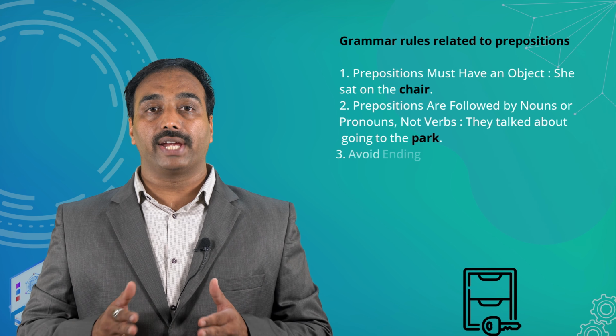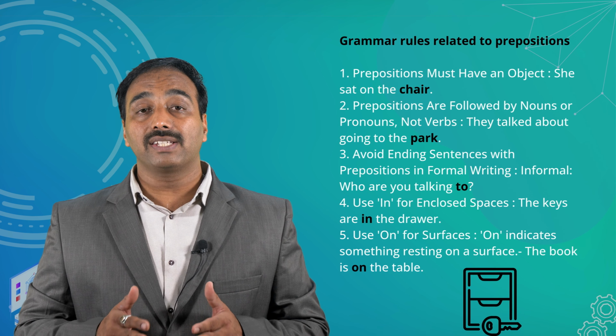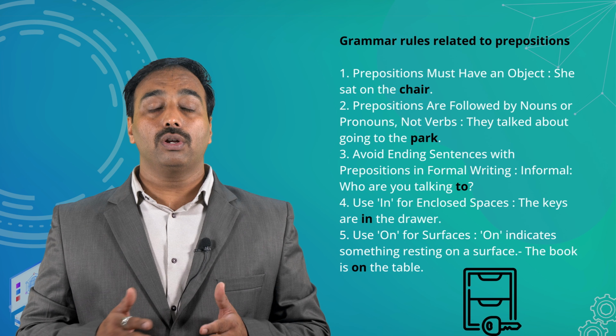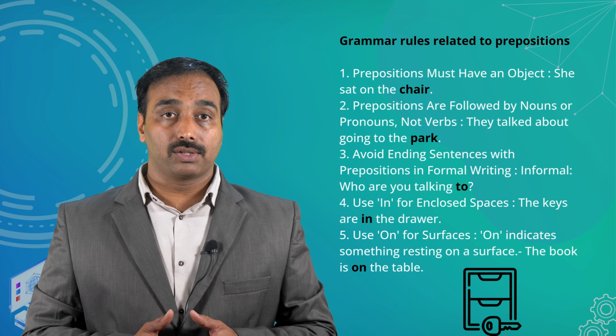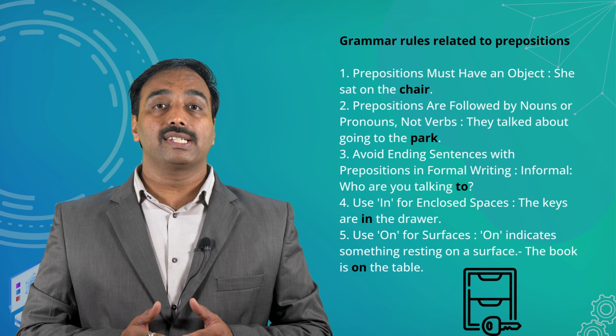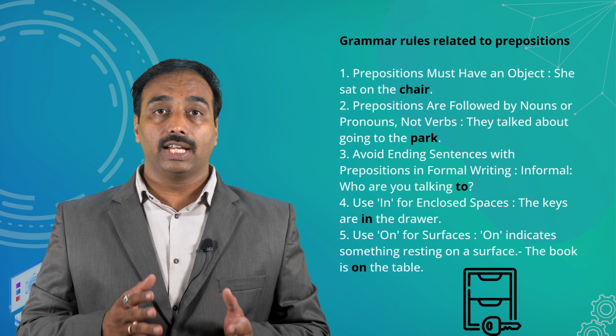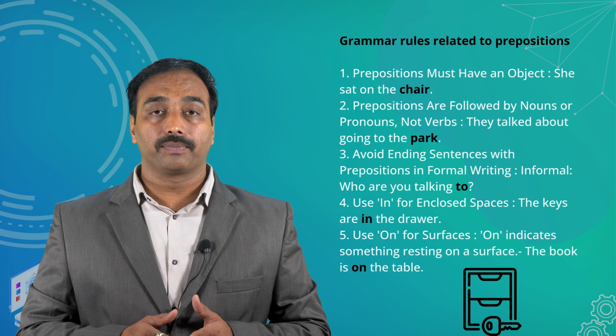Prepositions must have an object. A preposition always requires an object, which can be a noun, pronoun, or noun phrase. Example: she sat on the chair. Here, chair is an object, a noun.